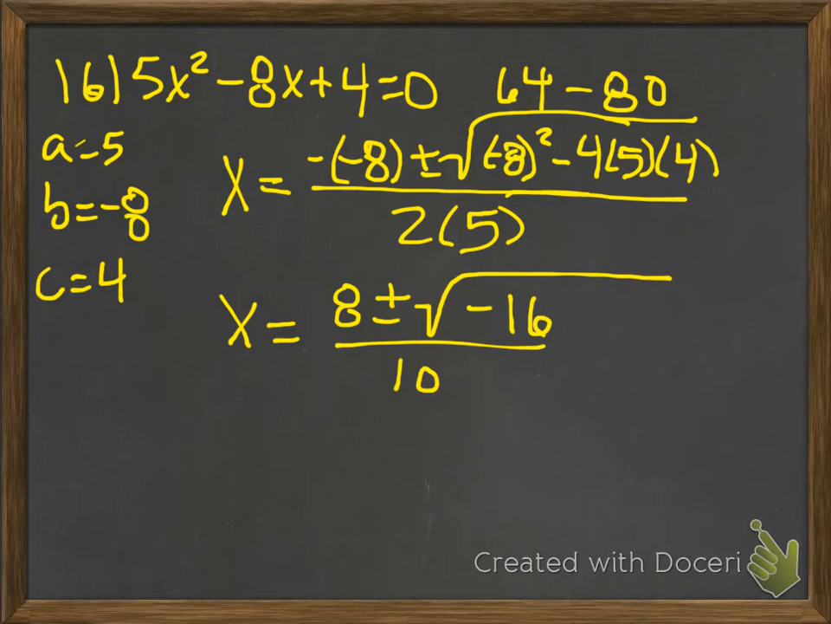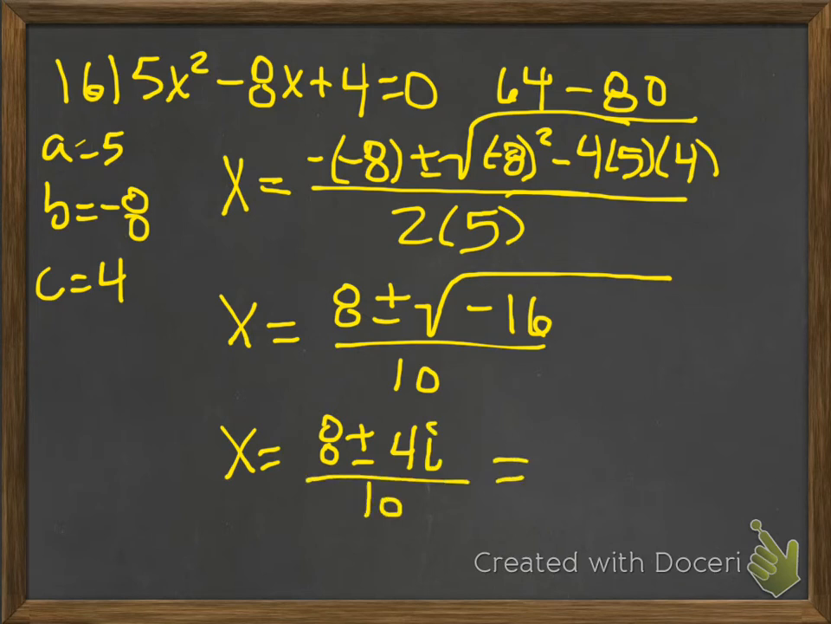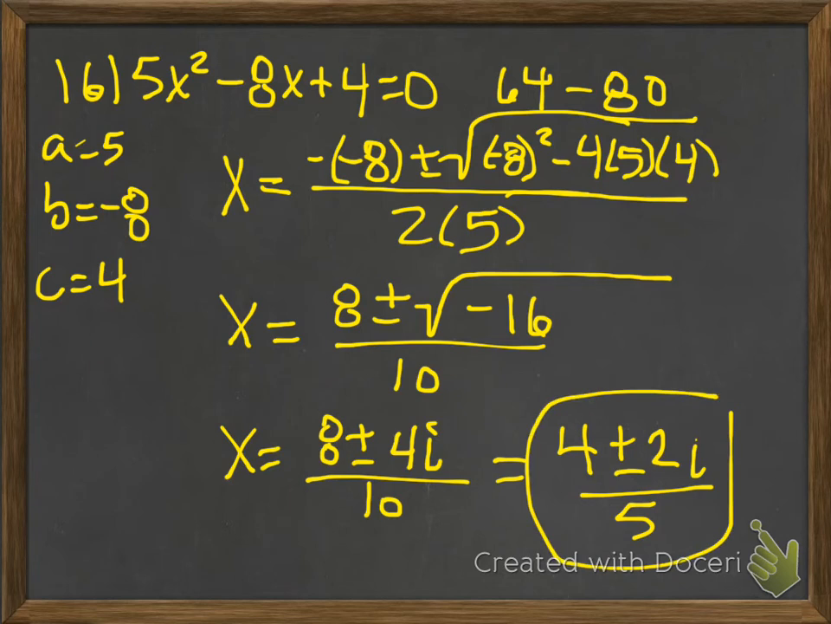Square root of negative 16. So there is a square root of 16. You could type in the square root of 16 on the calculator, and you would get 4. Negative means you put an i, over 10. All those can be simplified because they're all divisible by 2. 8, 4, and 10 are all divisible by 2. So I can easily say 8 divided by 2 is 4. 4 divided by 2 is 2. 10 divided by 2 is 5. And that's as far as I can simplify it. And I'm done. There's nothing else I can do with that because I cannot combine because of the i.